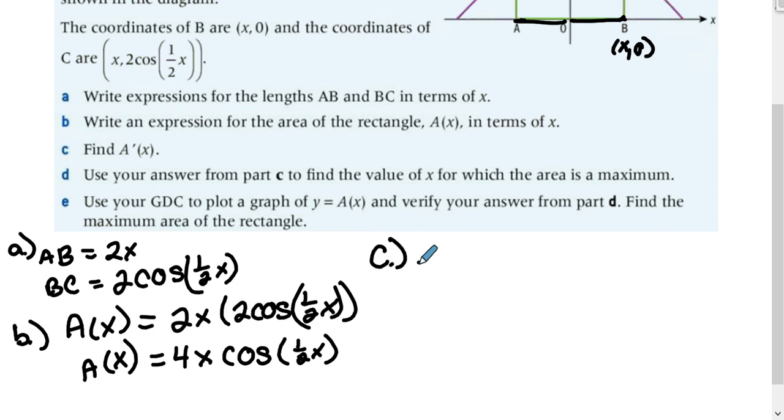C wants us to find the derivative. And what do you notice in here, guys? What are we going to have to do? Product rule. So go ahead and take the product rule of each of those 2 individual pieces. So I'll give you a few minutes to do that.